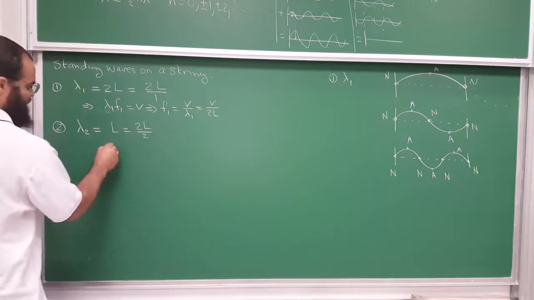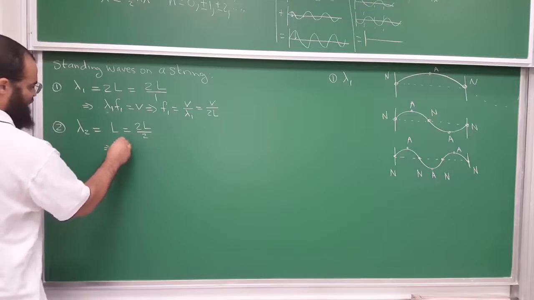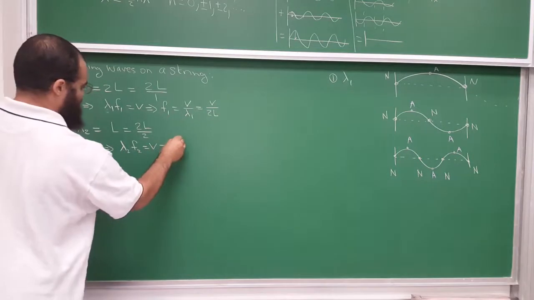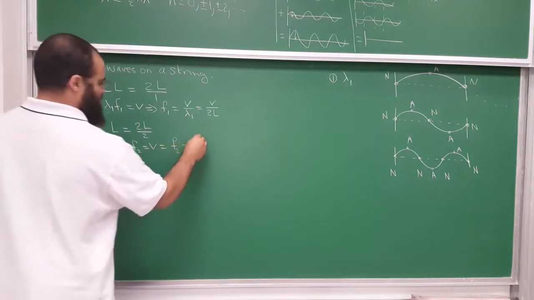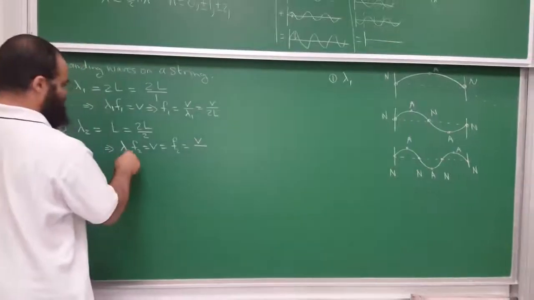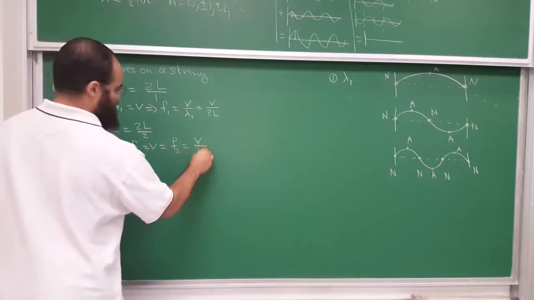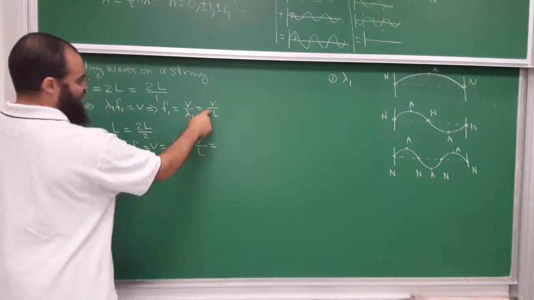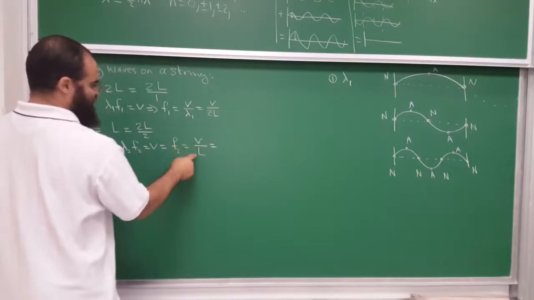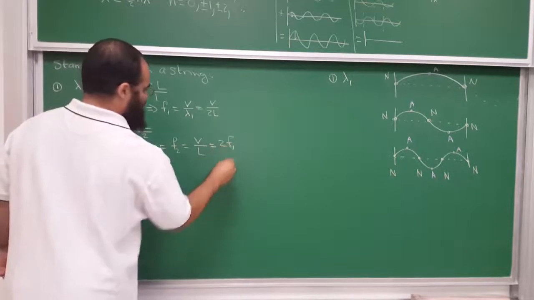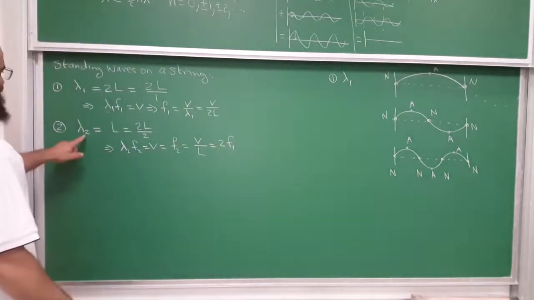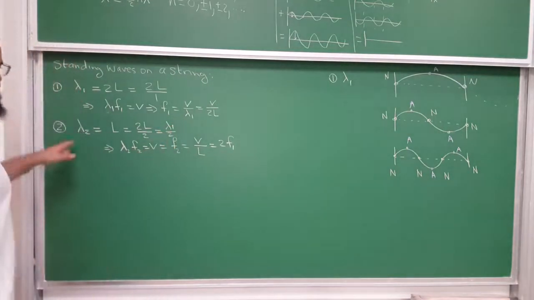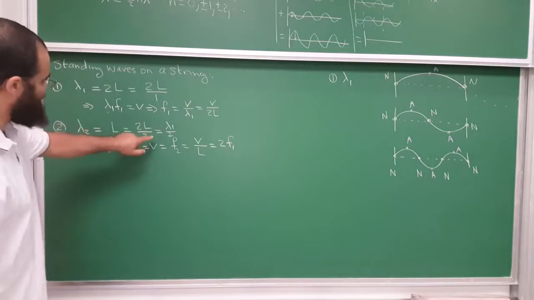And that means that lambda 2 f2 is equal to v, so you get f2 will equal v over lambda 2, which is equal to v over L. So this is f2. Notice, f1 is half of v over L. f2 is v over L, so it's equal to twice f1. And notice here, lambda 2 will equal lambda 1 divided by 2. Right? Because lambda 1 is 2L, so it's 2L over 2.